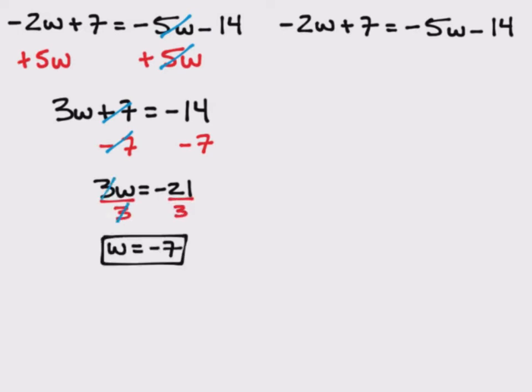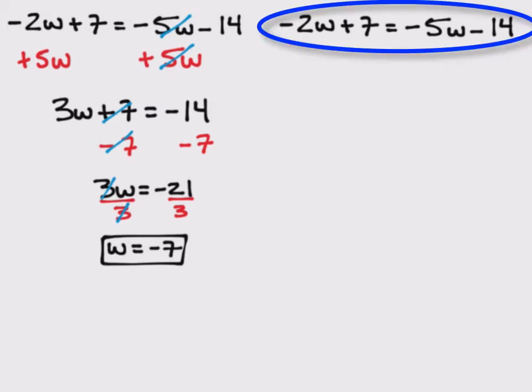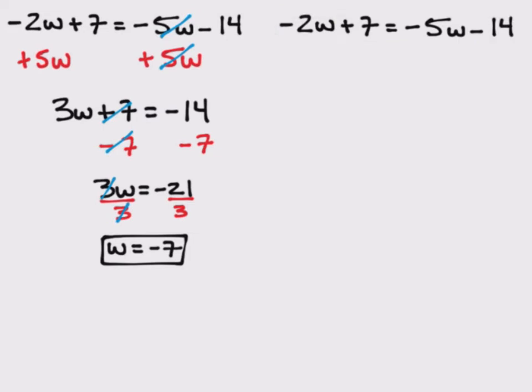Now, we kind of arbitrarily decided to collect all of our w's on the left-hand side of the equation and all of our numbers on the right. There's no reason we couldn't have done it the other way around. So here, let's try collecting all of our w's on the right and all our numbers on the left. Let's start by adding 2w to both sides of the equation.